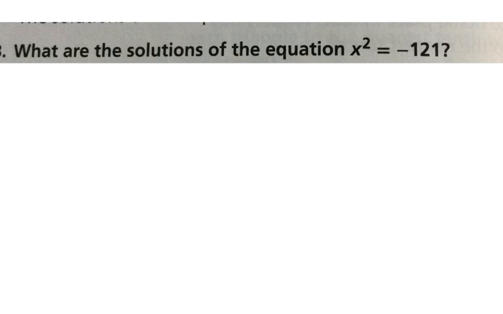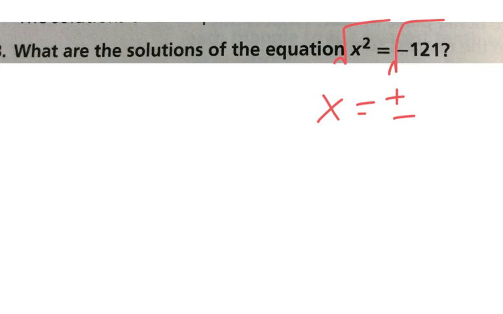What are the solutions to the equation x squared equals negative 121? How many x's do I have? One. Okay. And it's being squared. So how can I undo squaring a number? I would take the square root of both sides. This is going to be plus or minus the square root of negative 121. You can't get it.